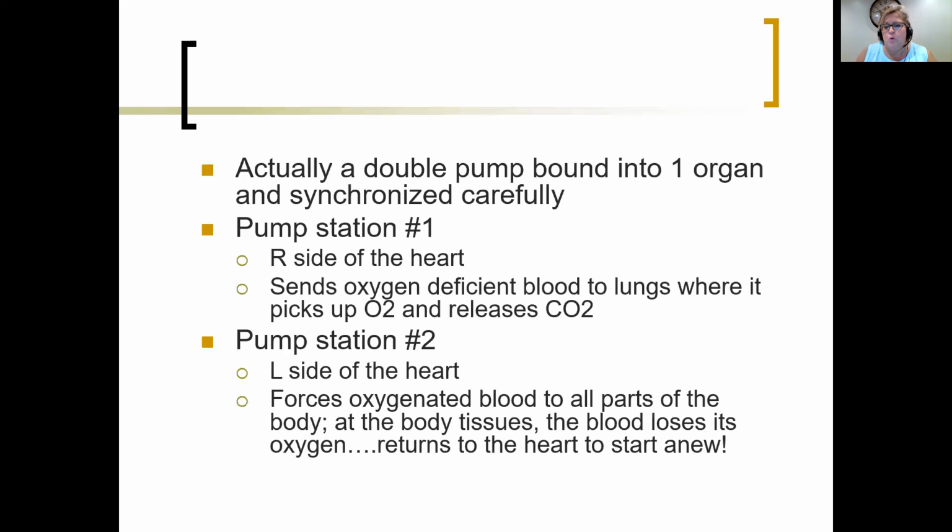It sends oxygen-poor blood to the lungs, where it picks up oxygen and gets rid of the carbon dioxide from the tissues in the body. And then pump station 2 is the left side of the heart. And this forces oxygenated blood to all parts of the body. At the body tissues, the blood loses its oxygen, returns to the heart without oxygen, and starts anew. And this happens on average 60 to 80 times every minute. If you look at the diagram on 405, the right side of the heart is blue, and that's because that's the oxygen-poor blood. The left side of the heart is red, and that's the oxygen-rich blood.